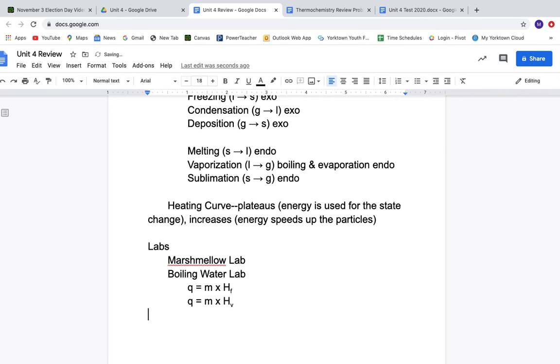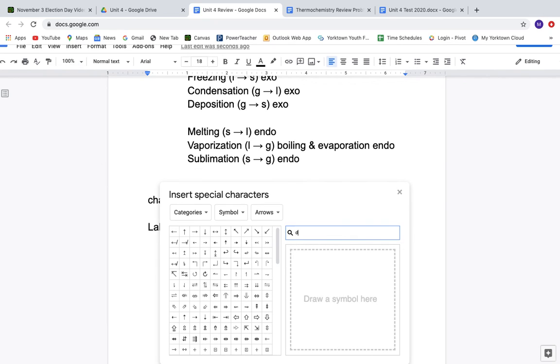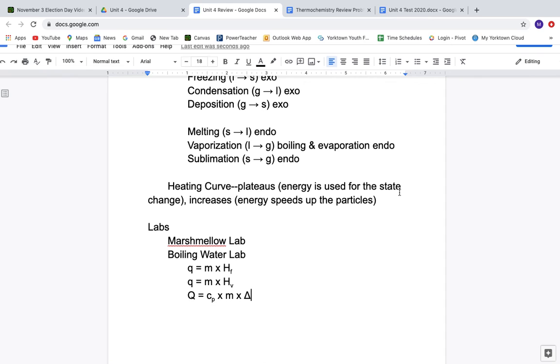Our regular equation, Q equals Cp times M times delta T, would be used for the increases, to calculate the energy of the increases on a heating curve.